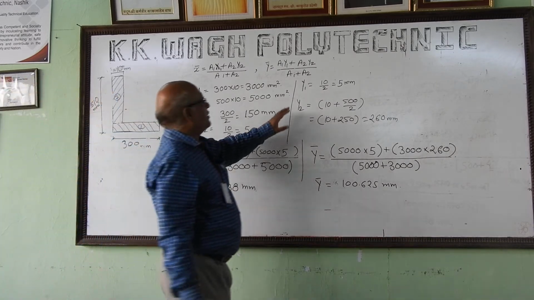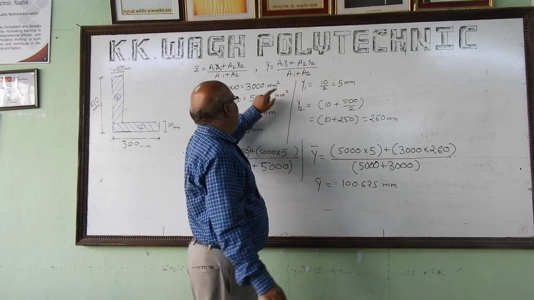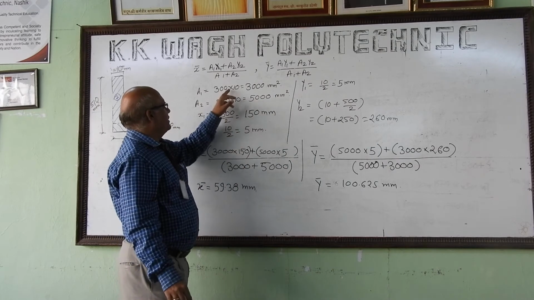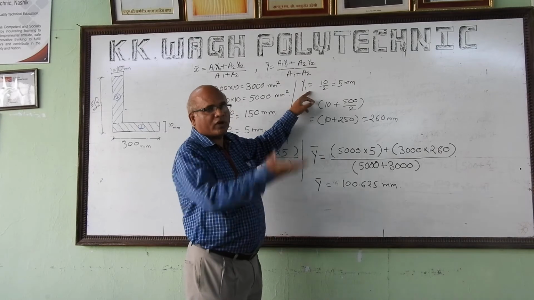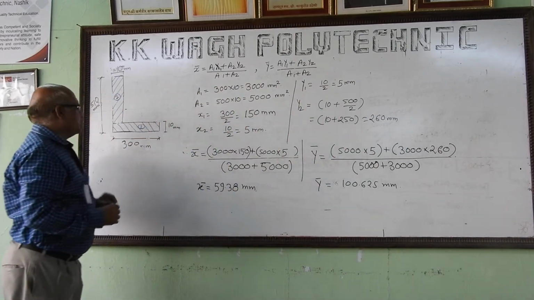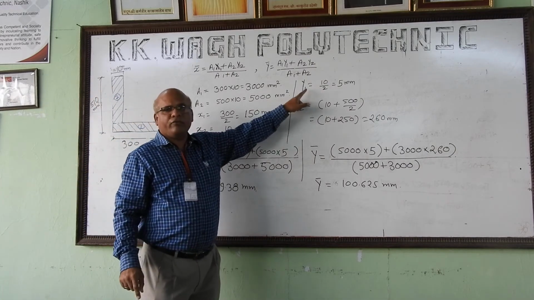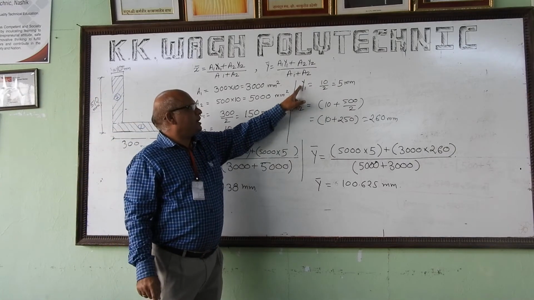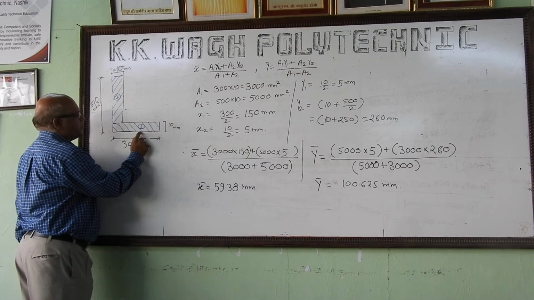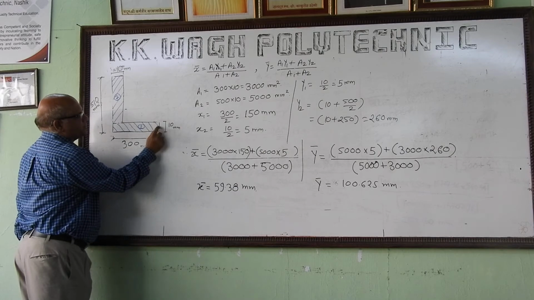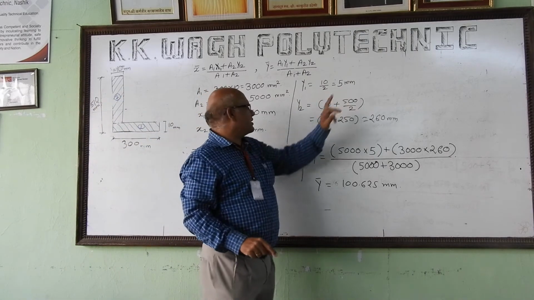Next, y bar. a1 y1 plus a2 y2 divided by a1 plus a2. a1 and a2 remain the same because the figure doesn't change. But y1 is the distance measured from the bottom to the center. So the first figure is this one. This y stands for centroid, 1 stands for first. So this is the first figure, center of the first figure from the bottom, height is 10, so at the center means 10 by 2. So again it will be 10 by 2 is 5 millimeters.